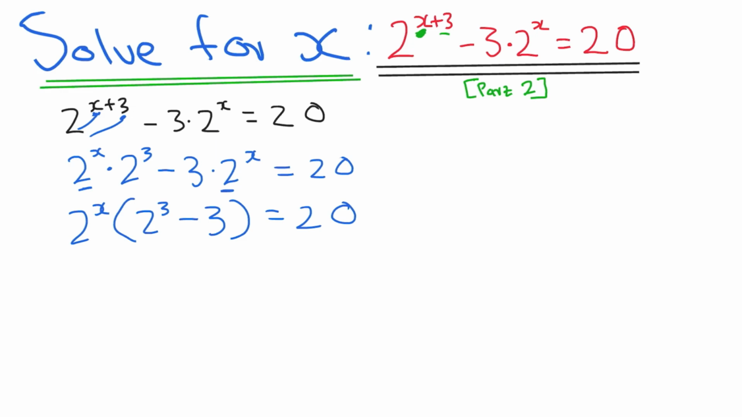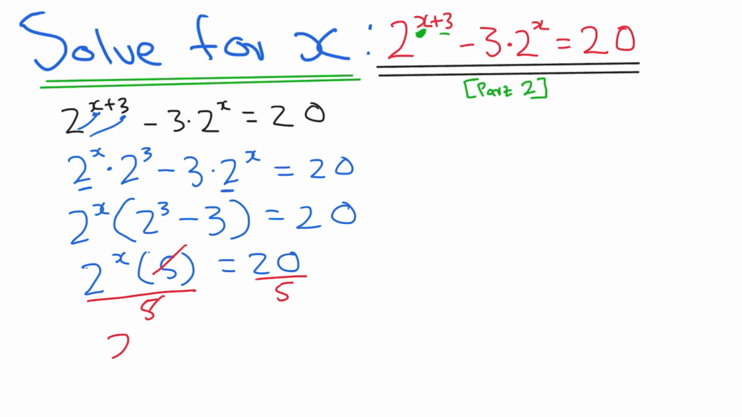So 2 to the exponent 3 is what, guys? It's 8. 8 minus 3 is 5, which means I will have 2 to the exponent x times 5 equals 20. Then I can divide by 5, so that they cancel. Then I'll be left with 2 to the exponent x equals 20 over 5, which is 4.